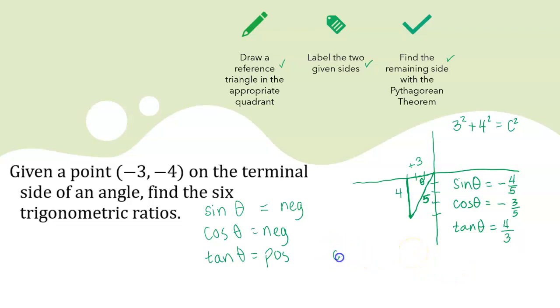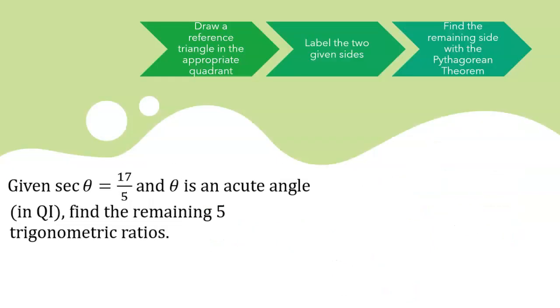So let's start with cosecant. Cosecant is the reciprocal of sine, so that's going to be -5/4. Secant is the reciprocal of cosine, so that's going to be -5/3. And cotangent is the reciprocal of tangent, so that's going to be +3/4. One way I can give you this information is by giving you a point. Another way I can give you this information is by giving you one of the ratios.